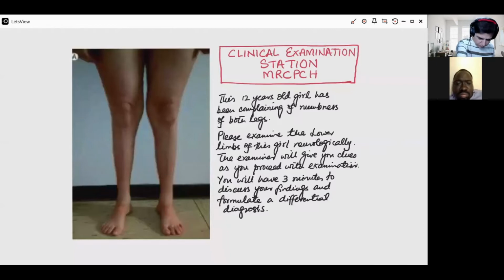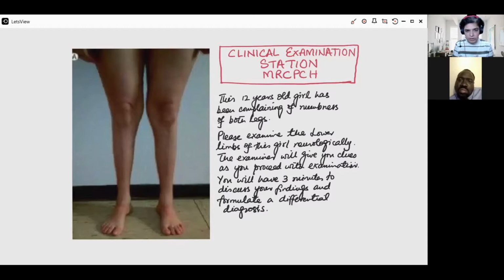So this would be basically a 9-minute station. This is known as a clinical examination station, and there will be 2 stations in the actual exam. So in the circuit, there will be 2 stations, each of 9 minutes. And I think in that 9 minutes, you've got 6 minutes for doing the examination part, then 3 minutes for discussion with the examiner. And again, this is a virtual examination.